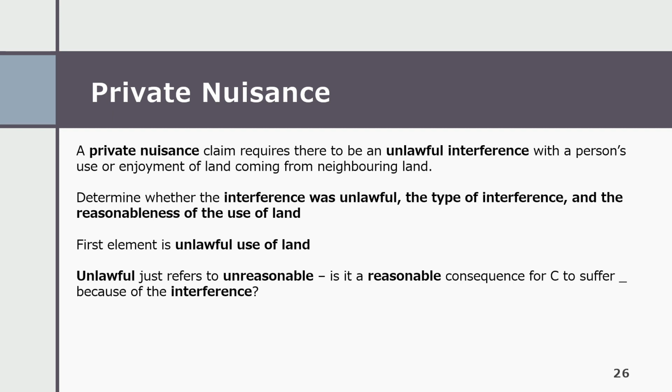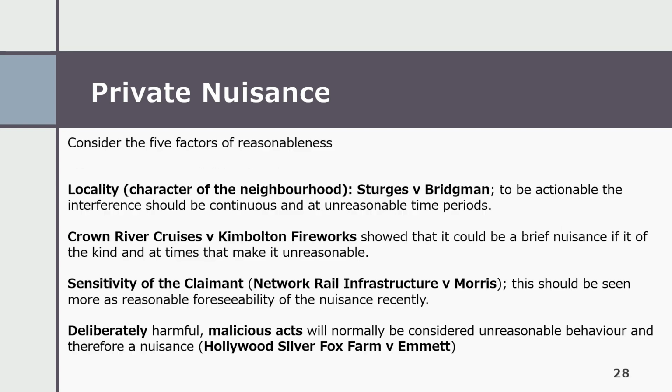So, private nuisance now. A private nuisance claim requires there to be an unlawful interference with a person's use or enjoyment of land coming from neighbouring land. Determine whether the interference was unlawful, the type of interference, and the reasonableness of the use of land. The first element is unlawful use of land. Unlawful more refers to unreasonable, since we're talking about tort here and not criminal. Is it a reasonable consequence for C to suffer because of the interference?